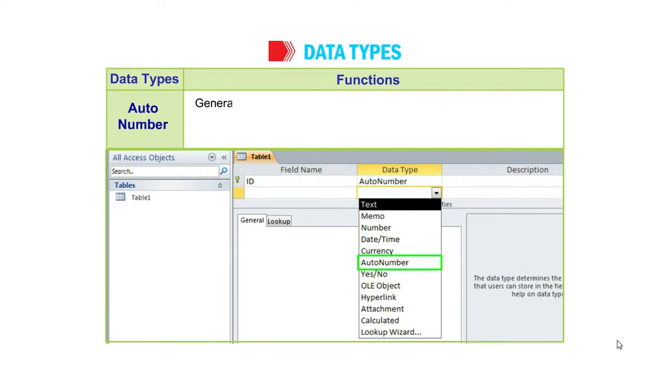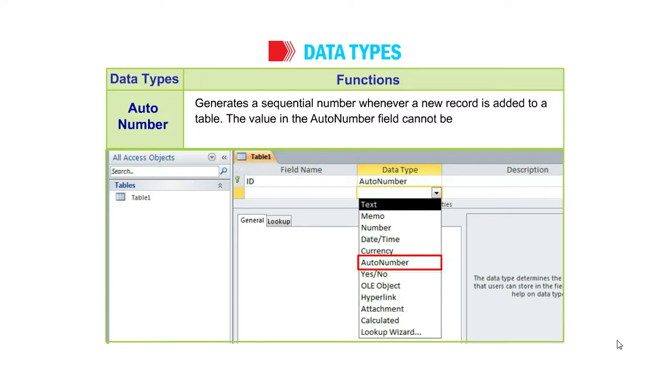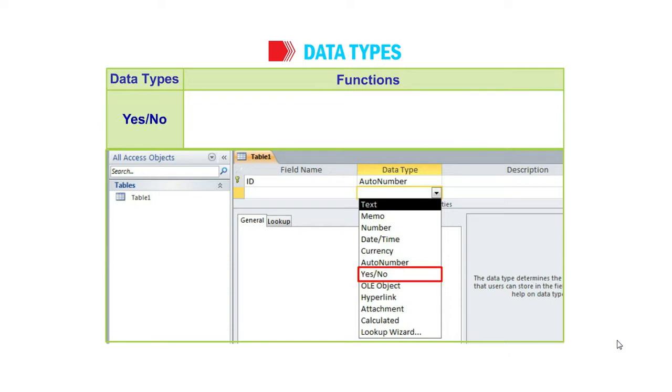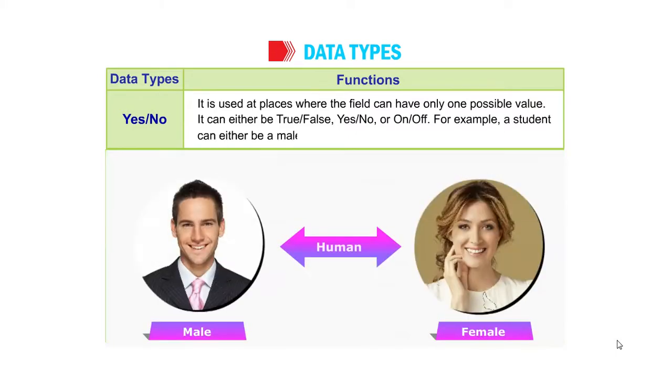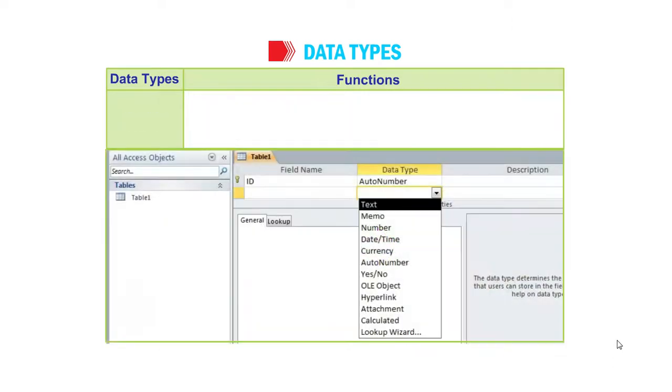AutoNumber generates a sequential number whenever a new record is added to a table. The value in the AutoNumber field cannot be changed. It stores data as 4-byte values, typically used in primary keys. Yes or No. It is used at places where the field can have only one possible value. It can either be true or false, yes or no, or on or off. Example, a student can either be a male or a female.